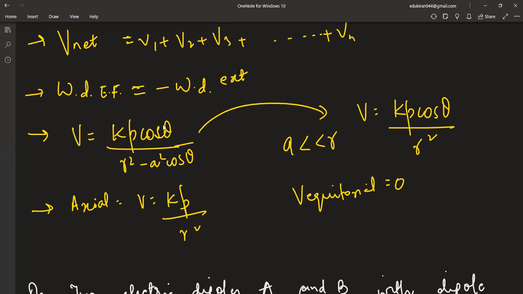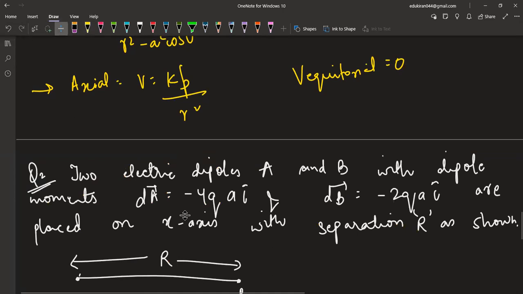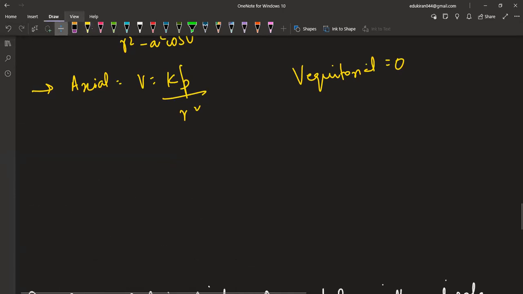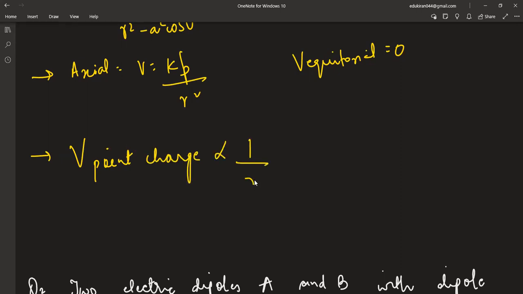So remember this conclusion for your statement-based questions, because this has been asked once, and that too recently. The difference is that potential for a point charge is inversely proportional to the distance. But when we talk about potential due to a dipole, that becomes inversely proportional to r square.